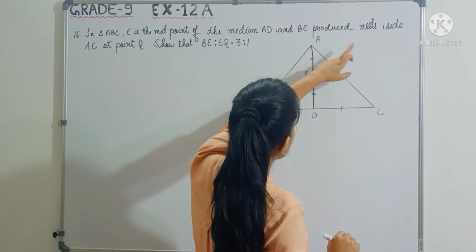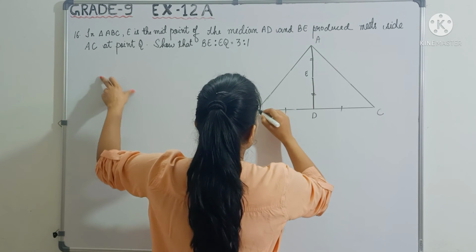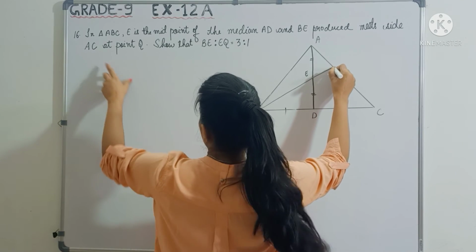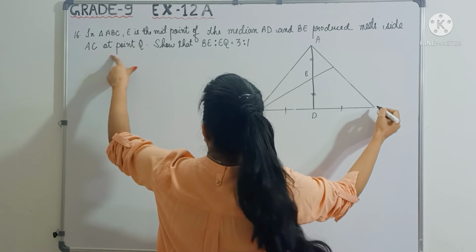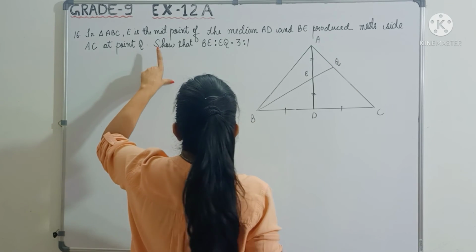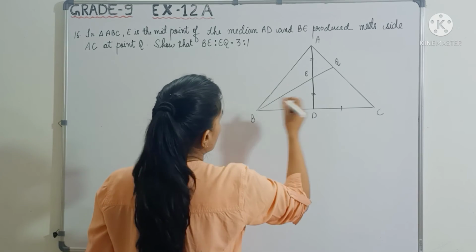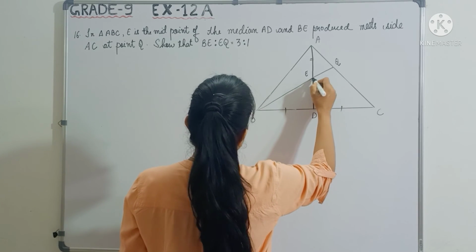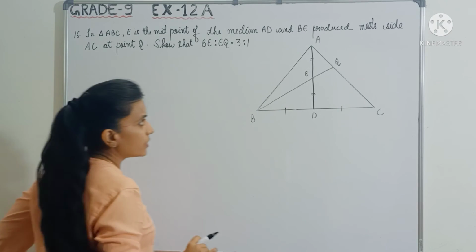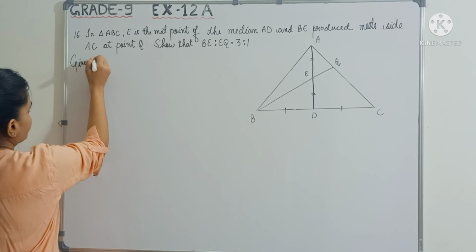And BE produced meets side AC. So BE is produced to meet side AC at point Q. So this is Q. Show that BE is to EQ is equal to 3:1. So BE is to EQ, this is 3:1. This is what we have to show, right? So I hope the question is clear. Let's write down what is given.